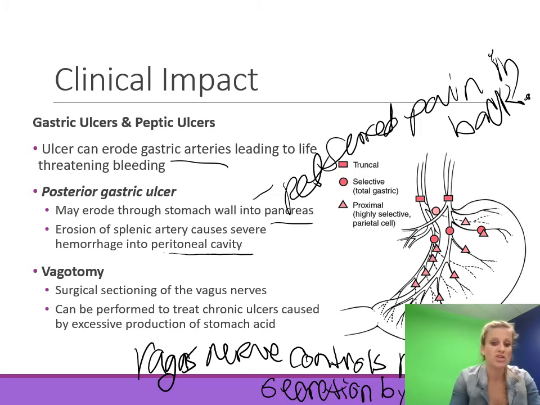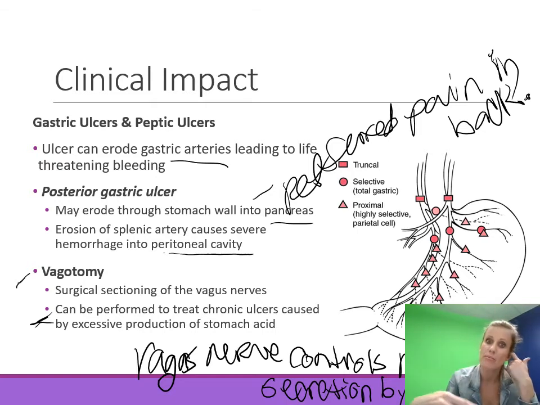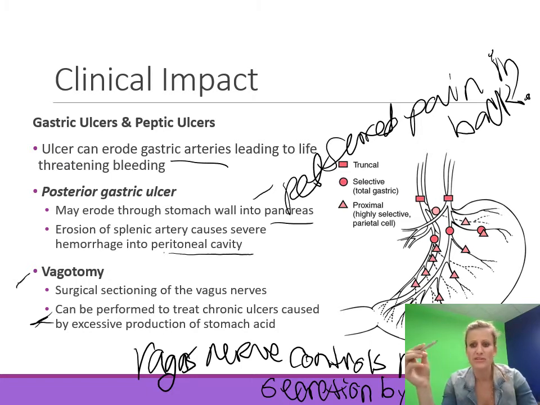So in patients who have chronic ulcers that are caused by excessive production of stomach acid that can't be controlled other ways, we can perform a vagotomy, okay, or a surgical sectioning of parts of the vagus nerve in order to stop the secretion of hydrochloric acid. There are multiple different types of vagotomies, and you can see them here in the picture.